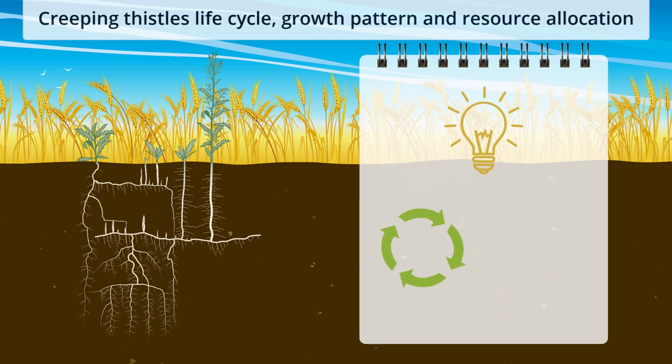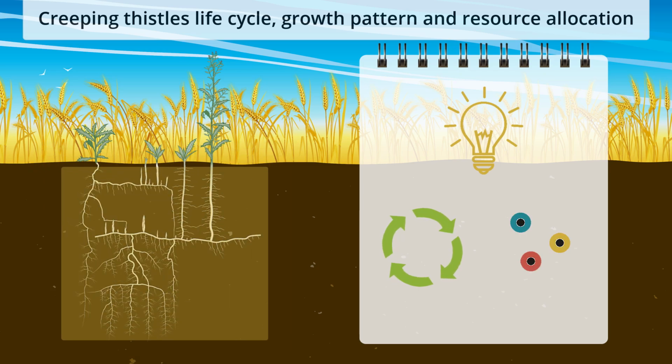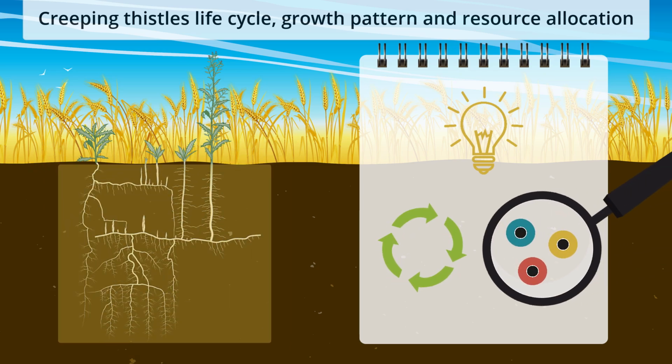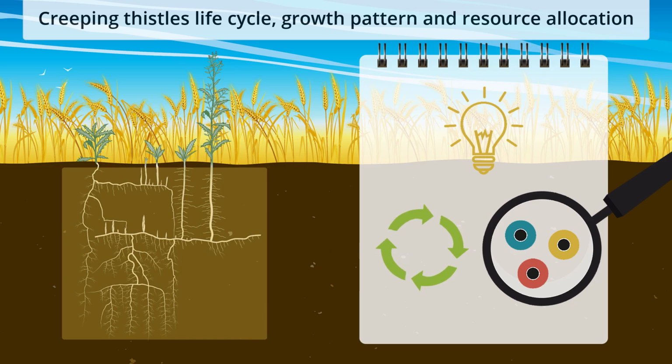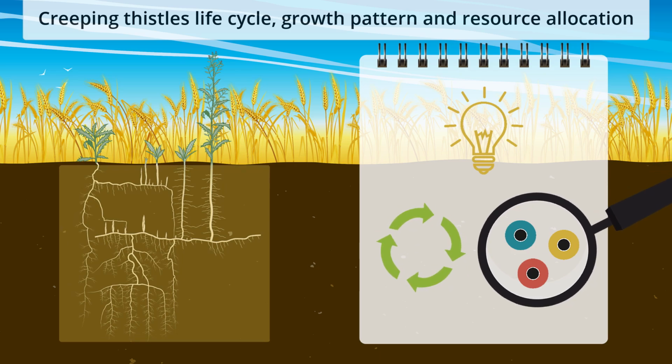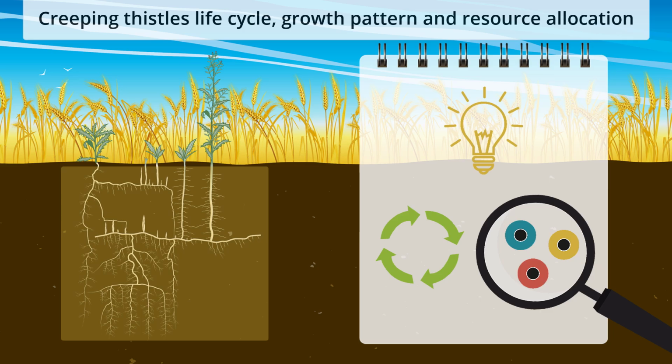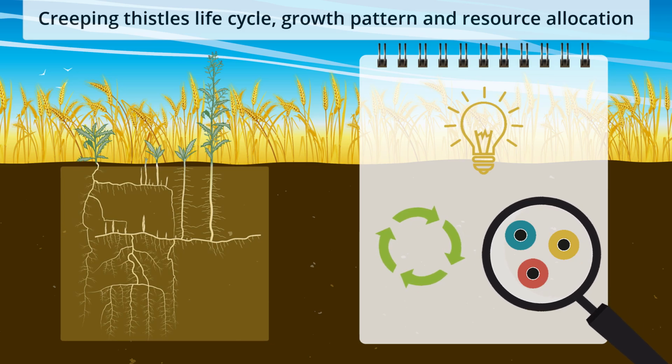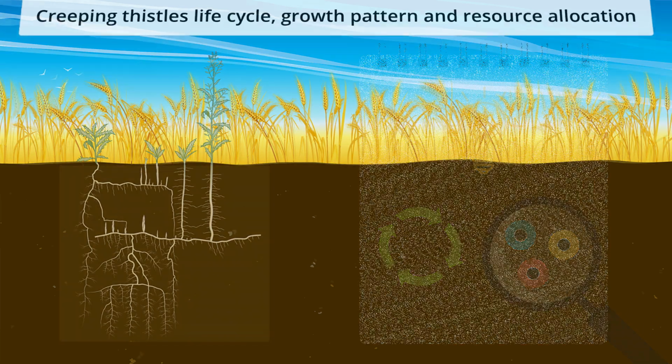Understanding the life cycle, growth pattern, and resource allocation of the creeping thistle is crucial in order to implement effective control measures, since thistles sprout and spread from creeping organs.